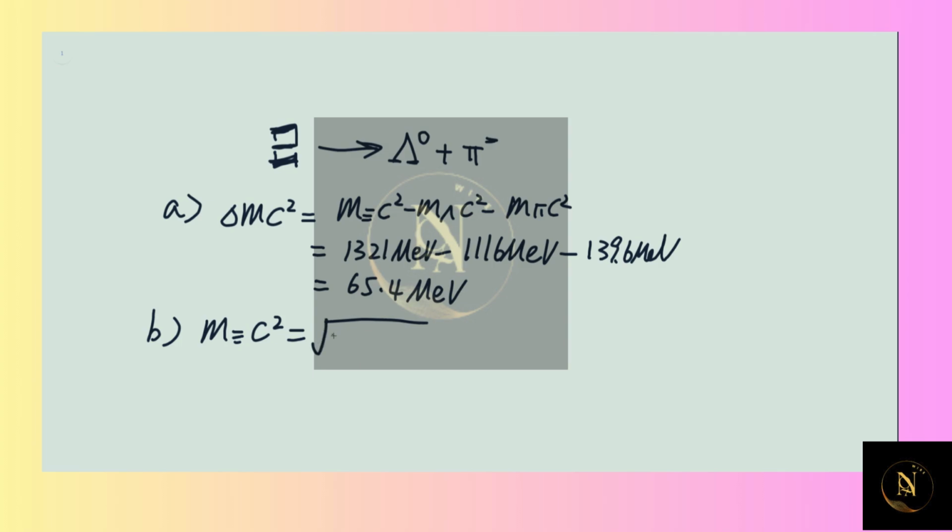And then we need to look at part B. Part B is a little bit more tricky. Part B asks us what fraction of the energy is carried off by each particle. So this is a momentum question. The momentum is conserved in this case, but at the same time we want to use a relativistic expression for momentum and energy.